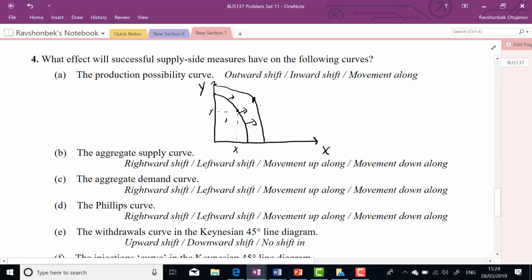Okay, B. The aggregate supply curve. What happens to the aggregate supply curve?